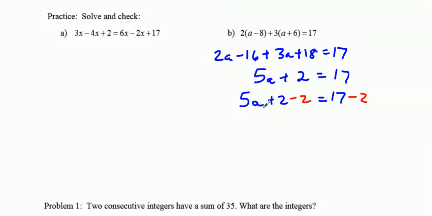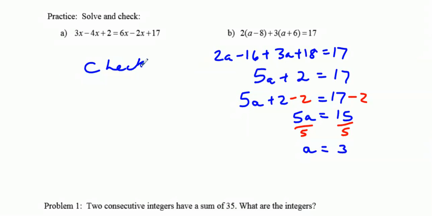So I end up with 5a on this side and 15 on this side. And when I divide through by 5 on both sides, I end up with a equals 3. That was a pretty easy one actually. And if I check, I've got to go back to this. So this is going to be 2a minus 8 plus 3a plus 6 equals 17.